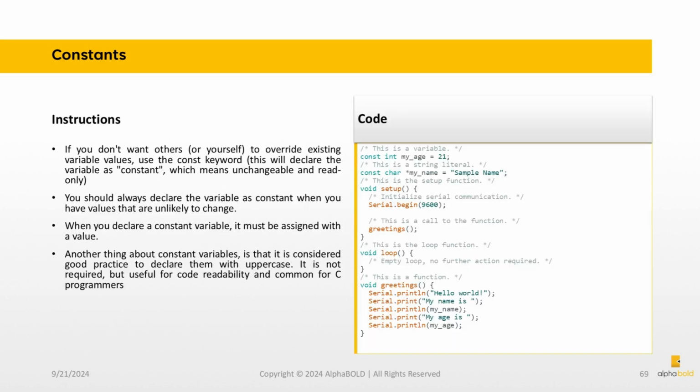If you don't want others or yourself to override existing variable values, use the const keyword. This will declare the variable as constant, which means unchangeable and read-only. You should always declare the variable as constant when you have values that are unlikely to change. When you declare a constant variable, it must be assigned a value.